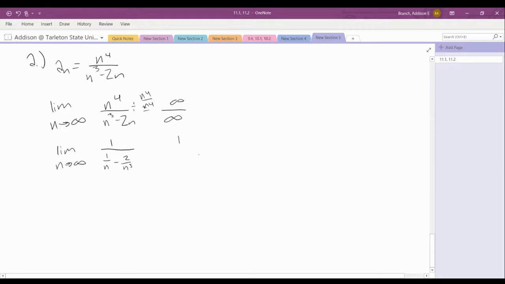So we're going to get 1 over infinity minus 2 over infinity. And then that's going to go to 1 over, infinity is 0, minus 0. So therefore, we're going to get 1 over 0, which is going to approach infinity. Therefore, this one would be divergent.